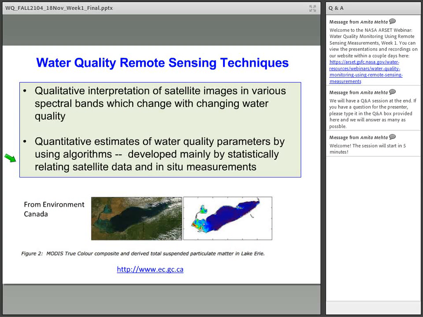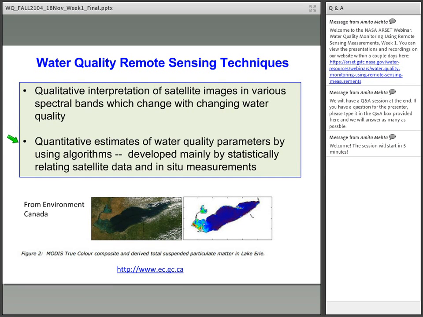Okay. So there are two ways to generalize or categorize remote sensing techniques for water quality retrieval or derivation. So qualitatively, looking at satellite images, changing colors in different spectral bands, so different wavelengths which sense radiation, change with changing water quality. So qualitatively, changing images or colors can provide some indication of change in water quality.